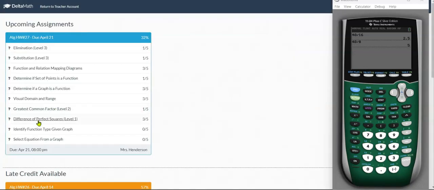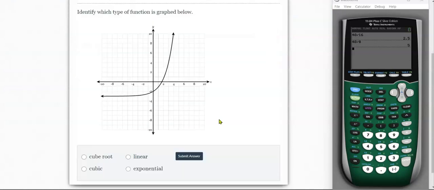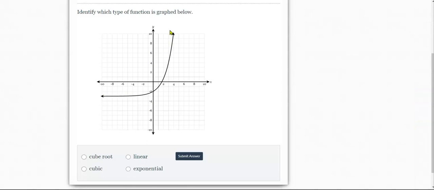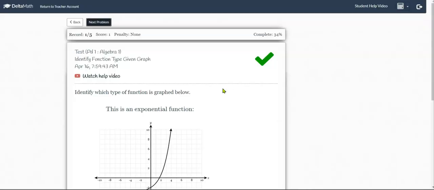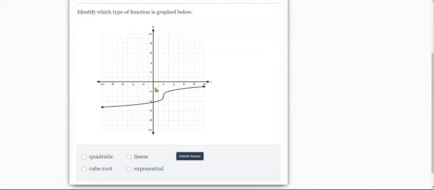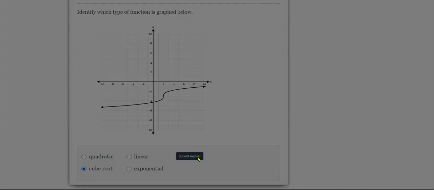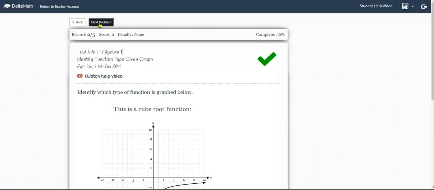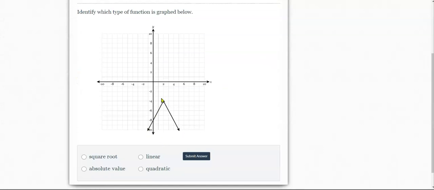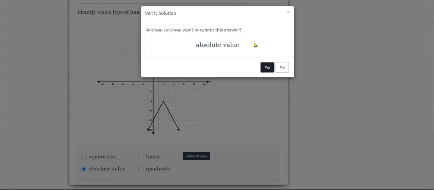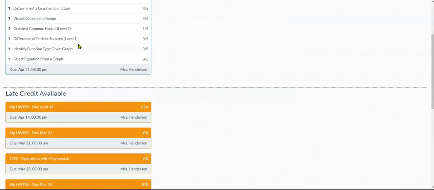All right, next topic. Identify the function type. We've been doing this since September, so hopefully you feel confident with this. This is a curve upwards, so it is exponential. This one is a curly cubic, right? A cubic, but since it is sideways, it's a cube root. Cubics are the curlies that go up and down. This is a sharp V shape. That's an absolute value.